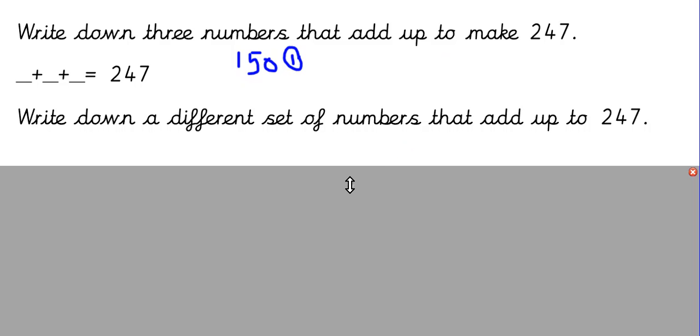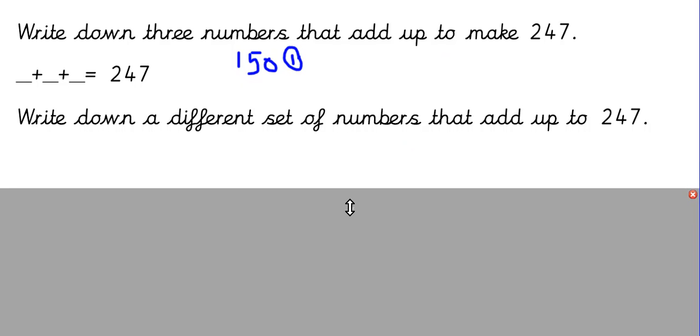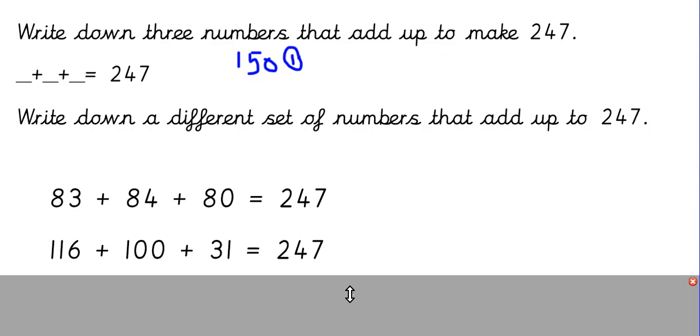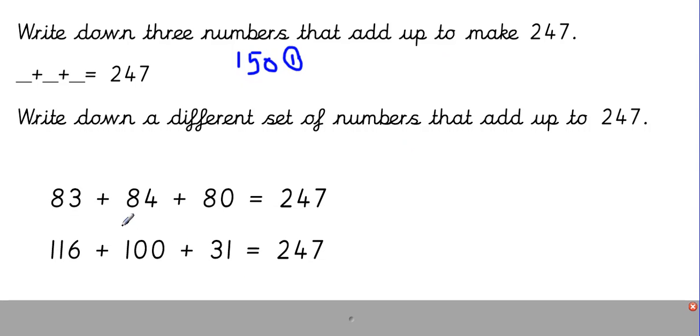Okay, let's have a look and see what I got. Now there's lots of different variations here, so if you didn't get what I got, it doesn't mean that you are incorrect. So these are two that I did. I did 83, add 84, add 80 is 247. And I did 116, add 100, add 31 is 247. Okay, so any three numbers, once you've added them all together, make 247. Double check yours to make sure that you are correct.